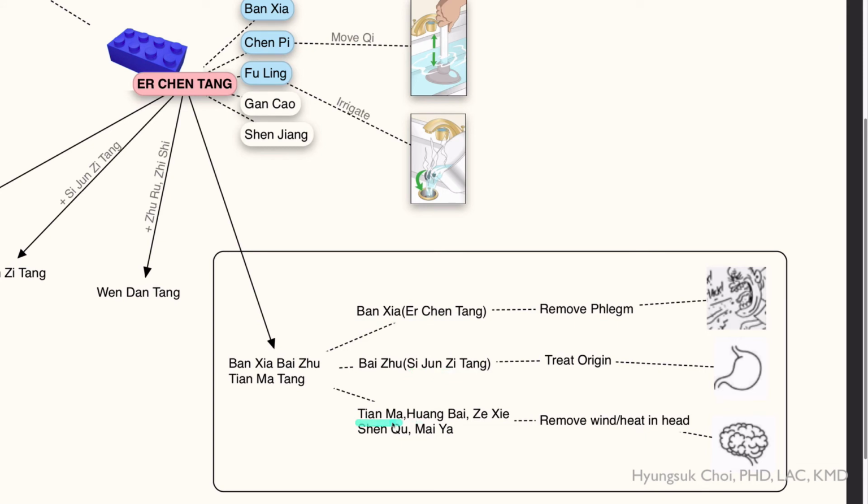And there are herbs Tianma and Huangbai, so it removes the wind and heat in the head, so it clears the head. And Zexie just works like Fuling. It irrigates the resolved phlegm. And Shenqu, Maiya, this is for easier digestion. Because many patients with dizziness have a weak digestive system. And this formula is very well organized. Do you know why they used Baizhu? Because the origin of phlegm is the spleen. So they want to tonify the spleen to prevent further production of phlegm by making the spleen healthier. That is why Baizhu is inside. So remove phlegm, treat the origin of the phlegm, and remove wind and heat in the head. So this is the perfect combination to treat dizziness and vertigo.